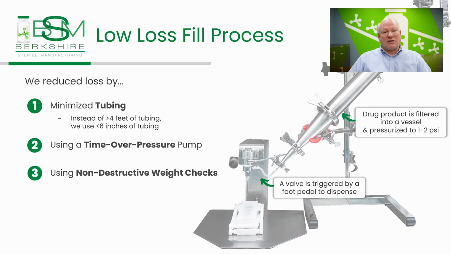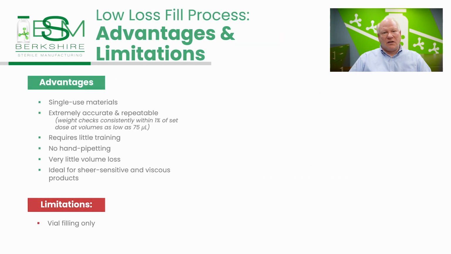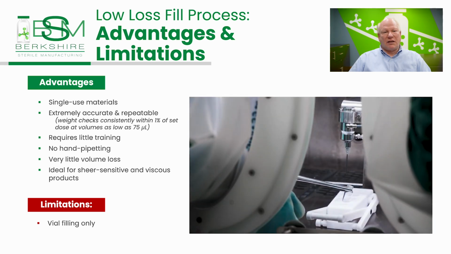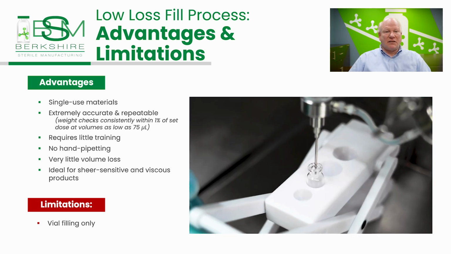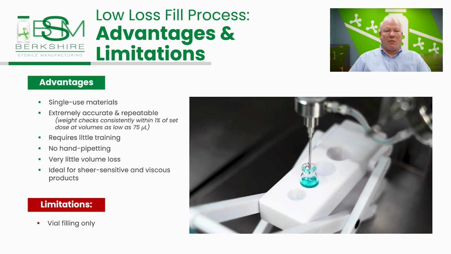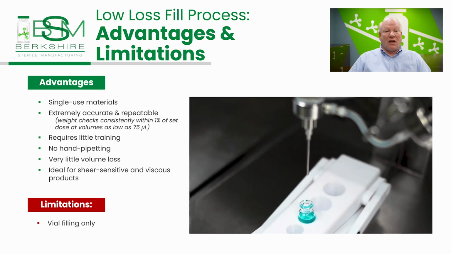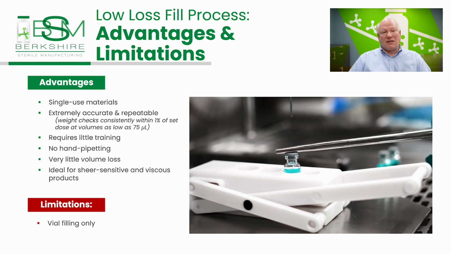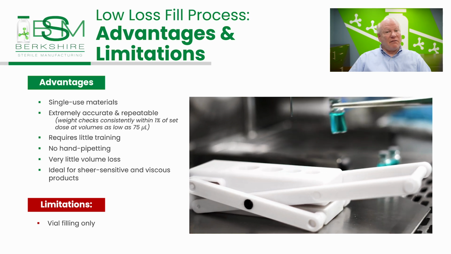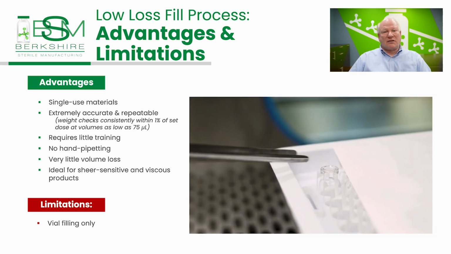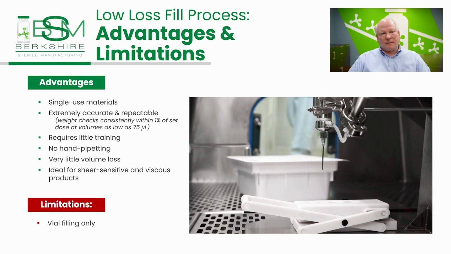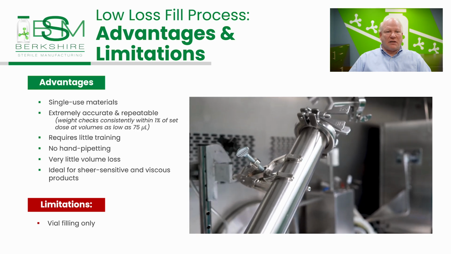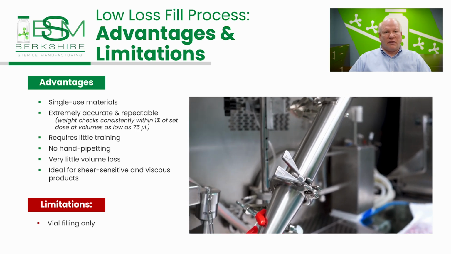This new filling process also comes with several additional benefits. All materials are single use. The process provides highly accurate and consistent fill volumes. In studies, we observe weight checks consistently remain within 1% of the set dose, even for a dose as low as 75 microliters. This process is easy for operators to use, involves no hand pipetting, and is excellent for very small drug product lots. Unfortunately, this process is limited to vial filling only, but we're working to make this available for syringes soon.